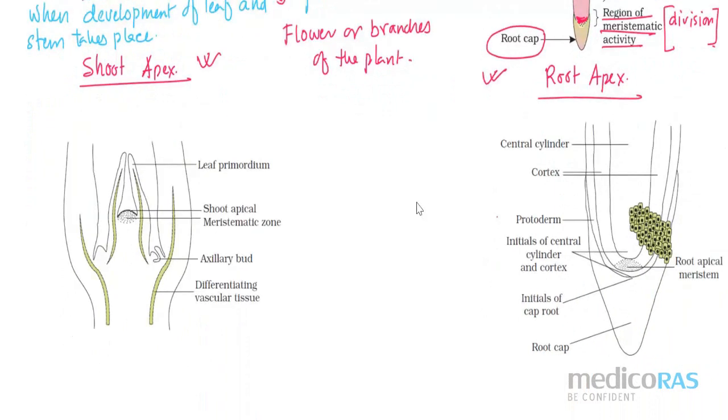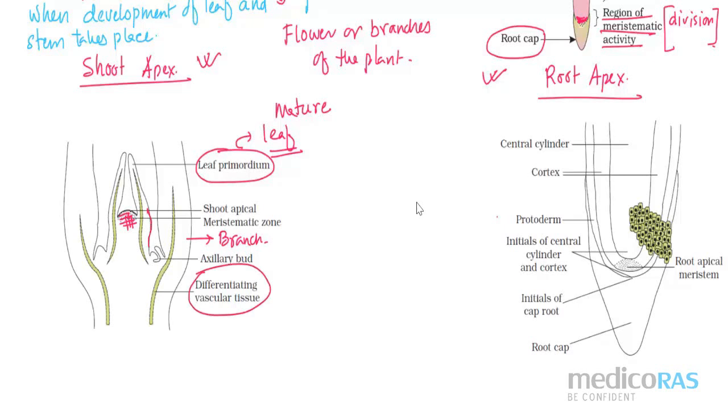Here the leaf primordia is present, which is ultimately going to give rise to one mature leaf, whereas this is the main branch. In this we have vascular tissues and this is the leaf primordia. Then in between these two we have specialized cells, and these cells are nothing but the axillary bud. This axillary bud ultimately gives rise to a flower or a branch, as we have already discussed.